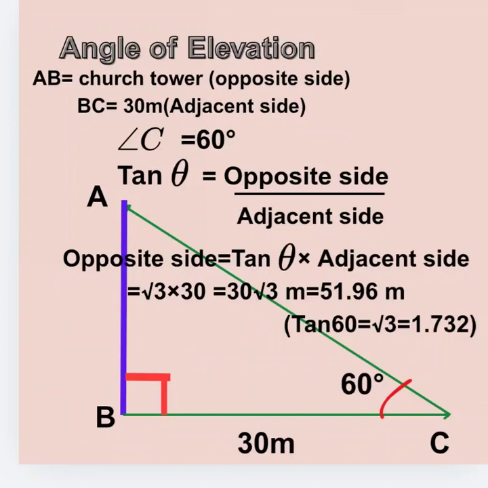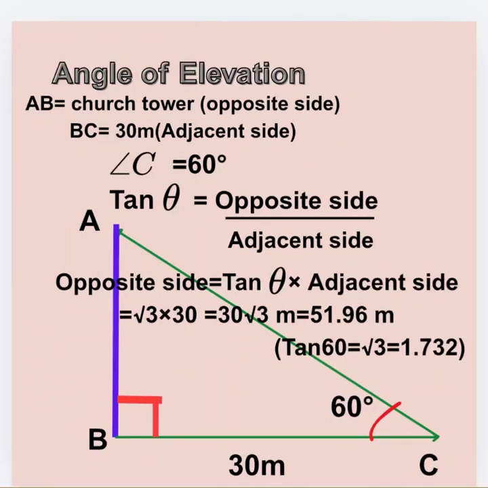Here angle theta is equal to 60 degrees. Tan 60 is equal to opposite side by adjacent side. So opposite side is equal to tan 60 into adjacent side. The value of tan 60 is equal to root 3. Root 3 into adjacent side 30. Root 3 into 30 is equal to 30 root 3. The approximate value of root 3 is equal to 1.732. So 30 into 1.732 is equal to 51.96. The approximate height of the tower is 52 meters.